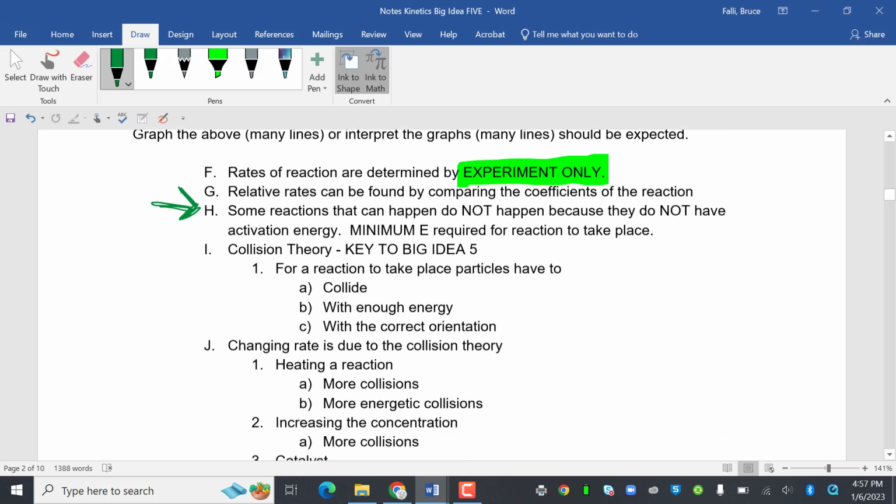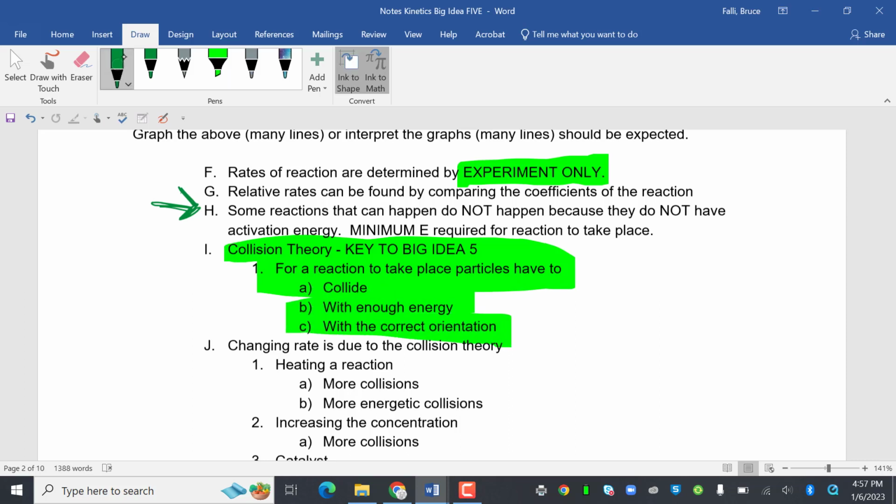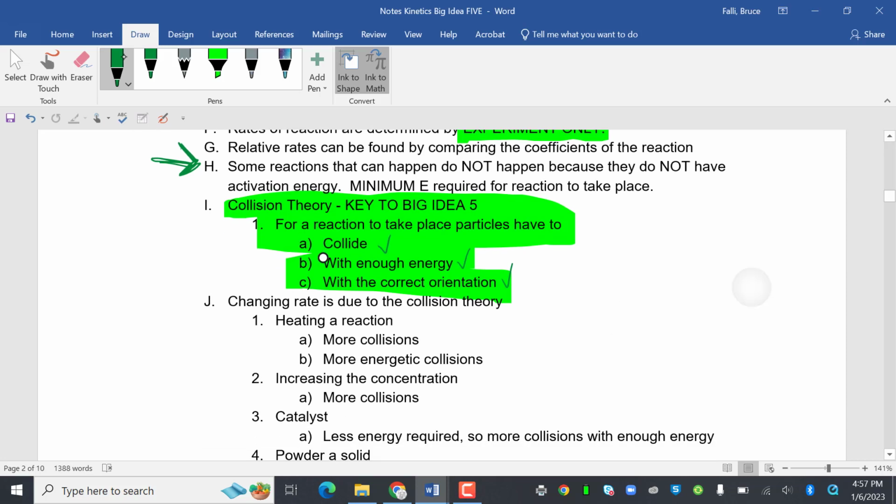Collision theory. This is the biggest idea in Big Idea 5. This reaches everything. We've talked about it a time or two before. For a reaction to take place, particles have to collide, boom, with enough energy, activation energy, and the correct orientation. If I change the rate of something, this happens because of the collision theory. Everything must come back to this. It's typically going to be more collisions or more energetic collisions. Very rarely will you talk about the correct orientation, and that is most often affected by catalysts or the nature of reactants.